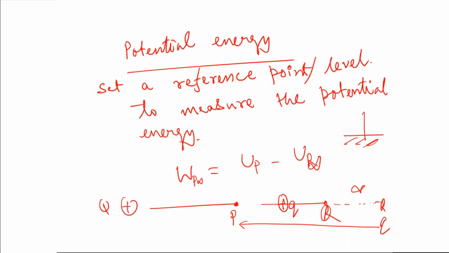See, then it will be P and infinity. So instead of r, we will write infinity. So at infinity, what potential energy have we set? Since it is a reference level, that is 0. So U_p minus 0. So ultimately, what you get is the potential energy at P. So you can understand that this is the definition of potential energy.